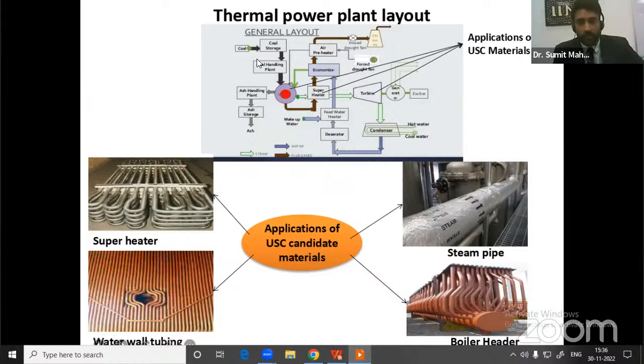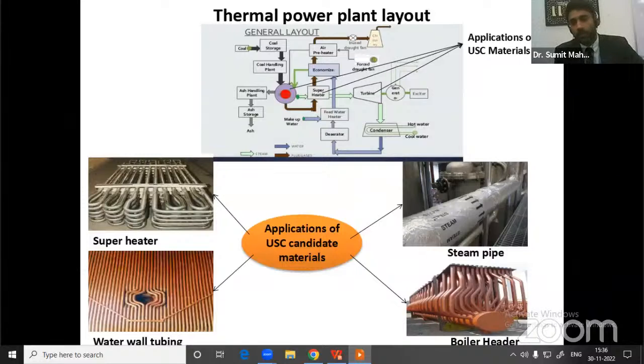So as you can see, the power plant is made up of these different components. When one component has to be joined to another, if the boiler is operated at a certain temperature, the superheater is operated at a certain temperature.